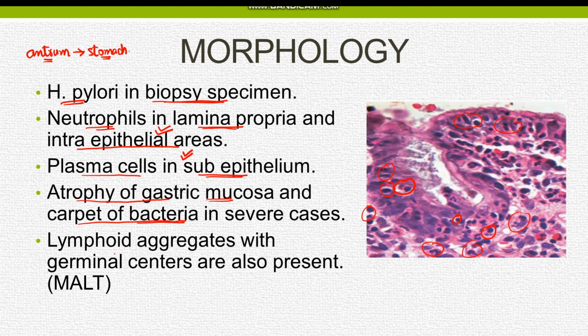Lymphoid aggregates are also present with germinal centers. The germinal centers refer to the production site of the lymphocytes. So these lymphoid aggregates are known as MALT, or mucosa-associated lymphoid tissue. Lymphoid tissue has a strong tendency to transform into lymphoma. Moreover, H. pylori bacteria also increase the risk of gastric carcinoma.